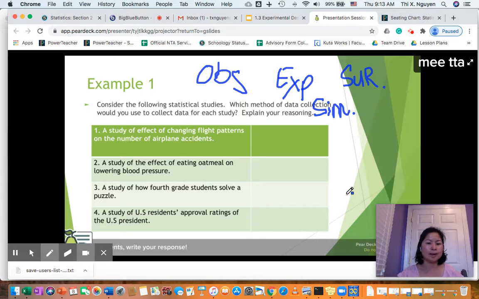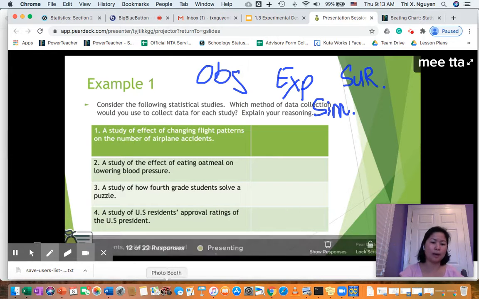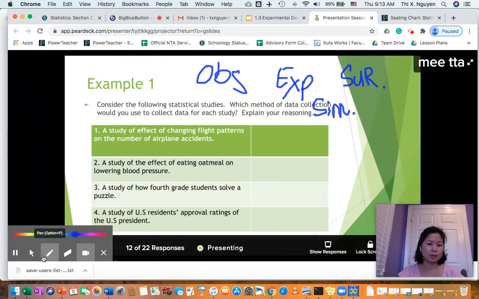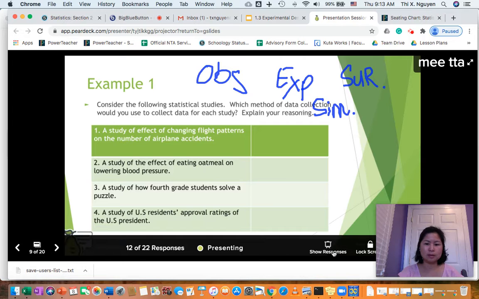Number 4, a study of U.S. resident approval ratings of the U.S. president. So don't get confused. It doesn't mean that all of these 4 apply to these 4, right? There could be something that overlaps. Okay, so I'm going back to the mouse. Let's see some responses.